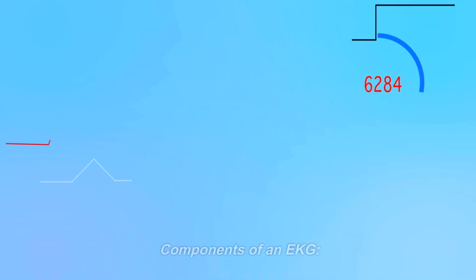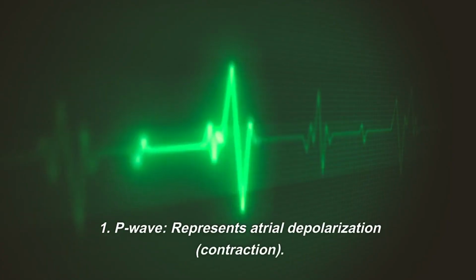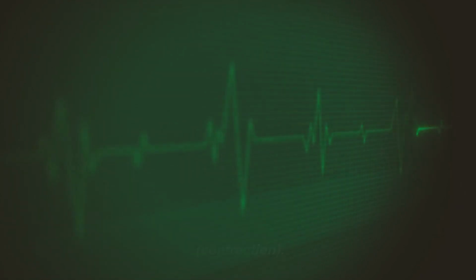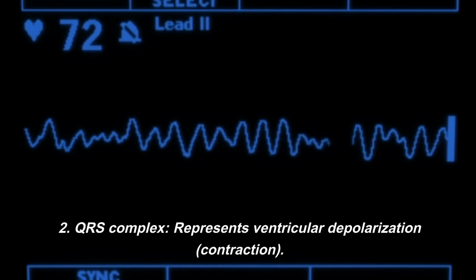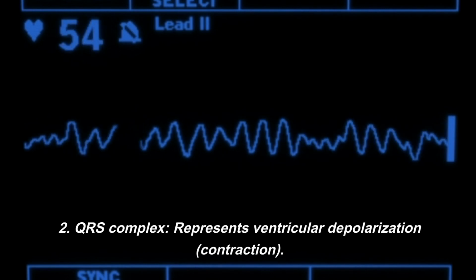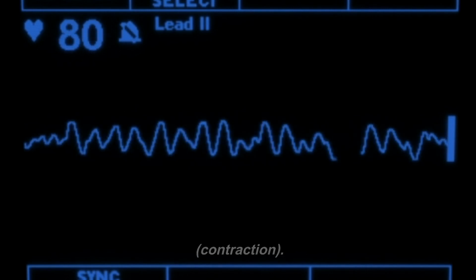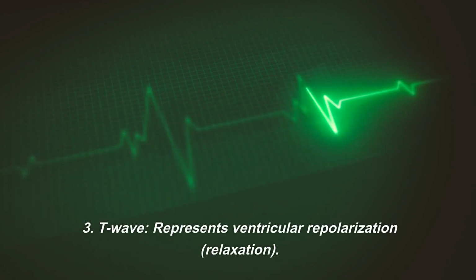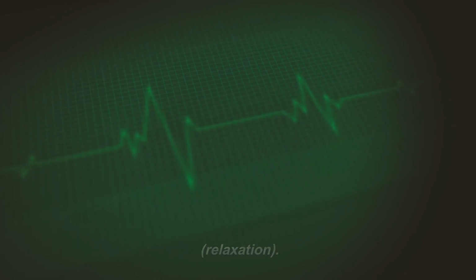Components of an EKG. 1. P wave, represents atrial depolarization, contraction. 2. QRS complex, represents ventricular depolarization, contraction. 3. T wave, represents ventricular repolarization, relaxation.